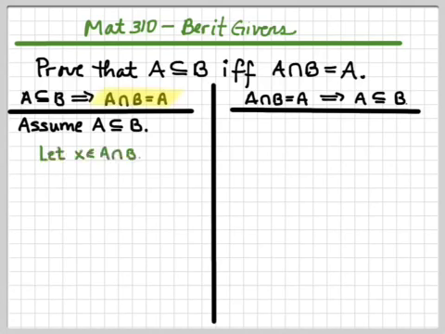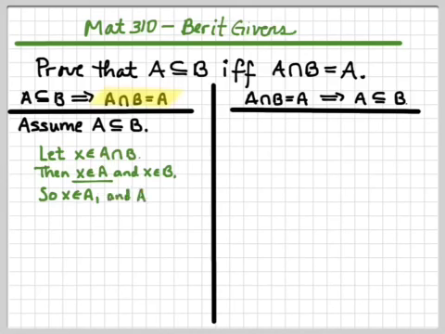Okay. Now what do I want to get to? I want to get x is in A. That's what I'm aiming for. So I'm going to start with x in A intersect B, and I want to end with x in A. Well, let's go back to the beginning again. x is an element of A intersect B. What is the definition of intersect? x is in A and x is in B. And so we have x is in A, and we're done with this half. Okay, so that tells me that A intersect B is a subset of A.